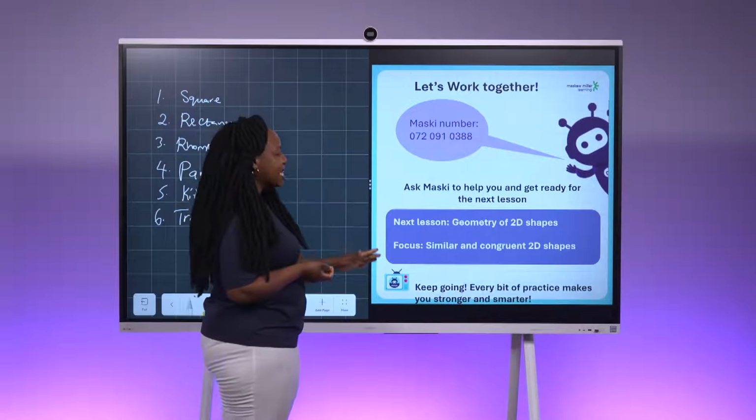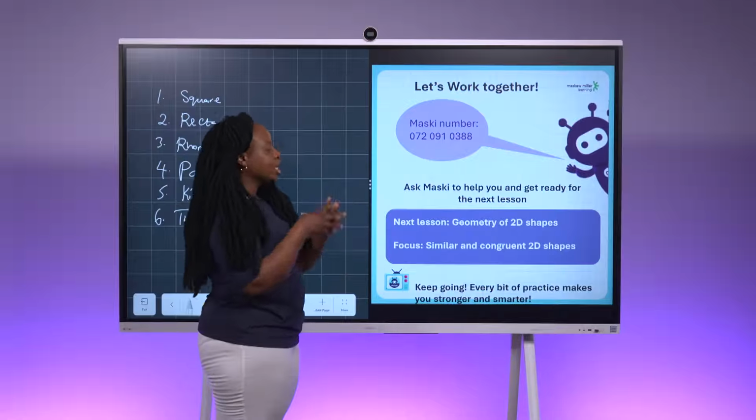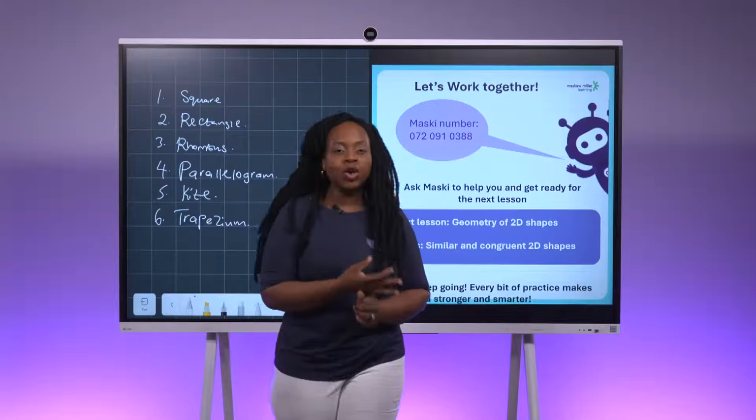Our next lesson is going to still be on the geometry of 2D shapes, but we will focus on similar and congruent 2D shapes. But I need you guys to keep on practicing, because guess what? If you're practicing, you will be perfect and you'll be able to understand and know what you need to know. With this being said, I believe you guys have learned and you will continue learning.